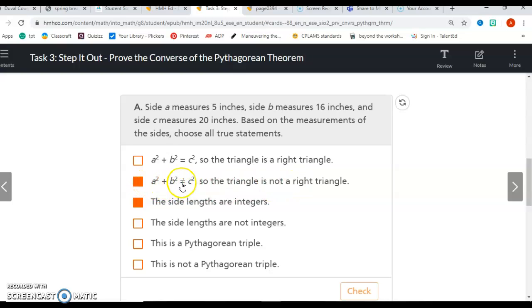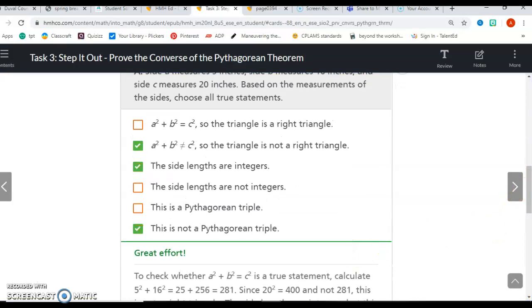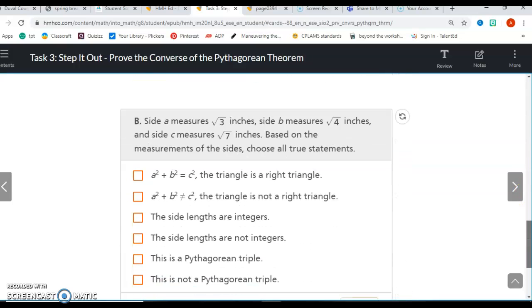A squared plus b squared does not equal c squared. It's nowhere close. 20 squared is 400. Doesn't equal. So it is not a right triangle. And then, of course, if you say no to anything, then nope, it is not a Pythagorean triple. Let's check. Ding, ding, ding. I got it right.